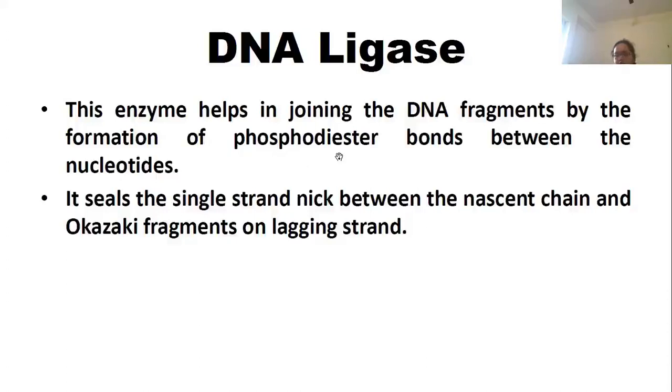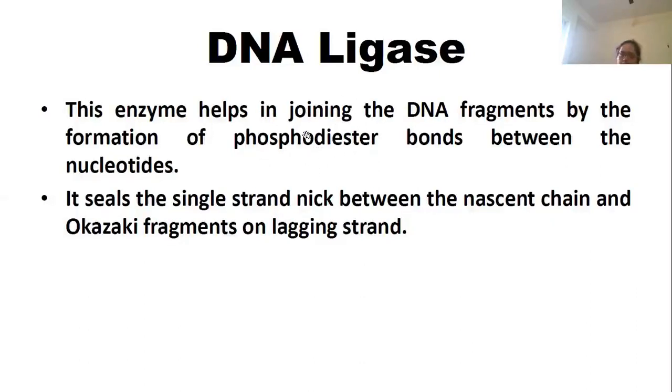We know that on the lagging strand there are Okazaki fragments. Each Okazaki fragment has an RNA primer too, and after the replication, these RNA primers are removed. Now a gap would be created, and then how will that gap be filled up?